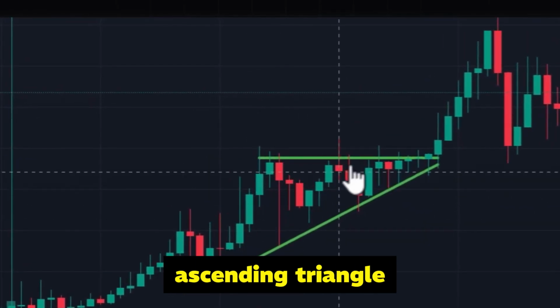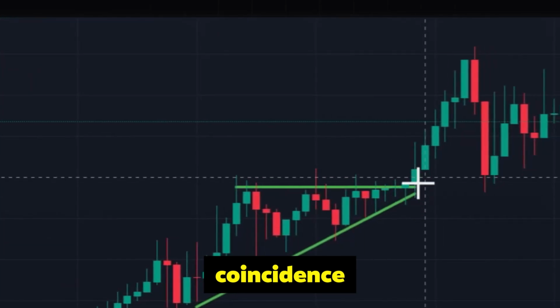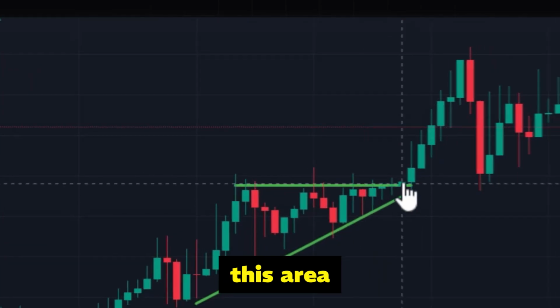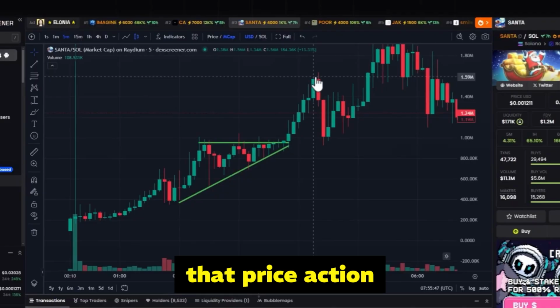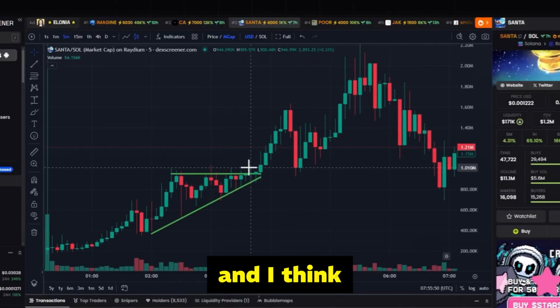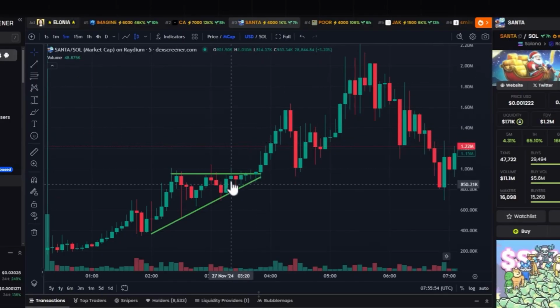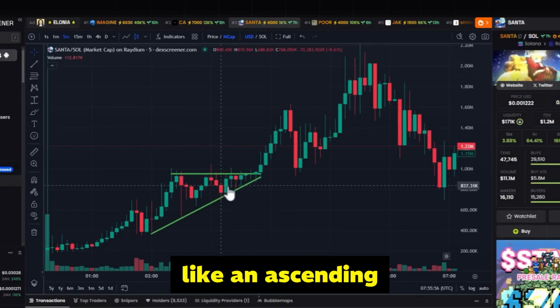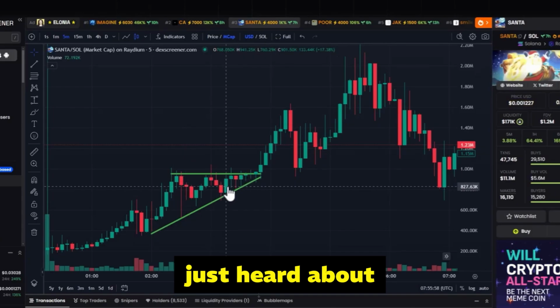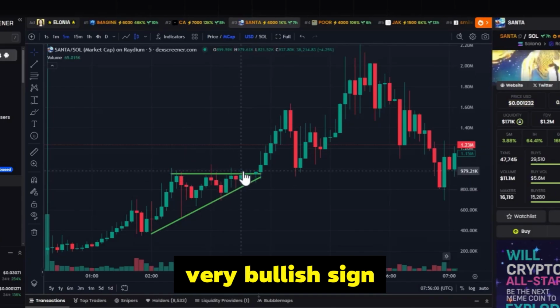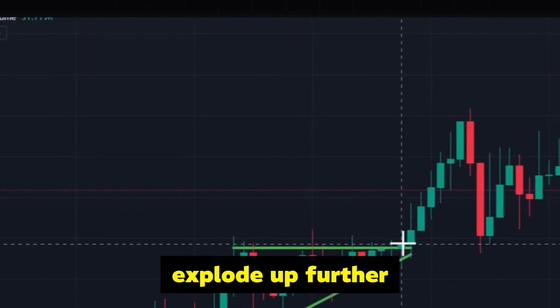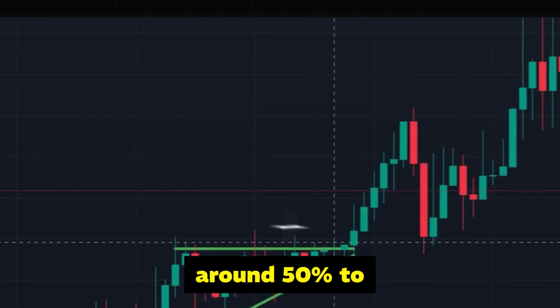So now that we have this ascending triangle, you can see that it's no coincidence after price moved up out of this area that price action jumped 69%. And I think this is really important for those of you that are buying meme coins, because if you see a pattern like this, like an ascending triangle on a meme coin that you've just heard about, it's actually a very bullish sign that this coin is about to explode up further, around 50% to 60%.